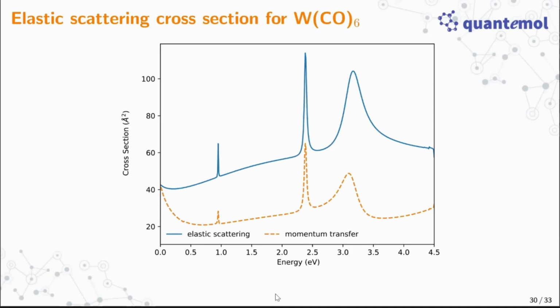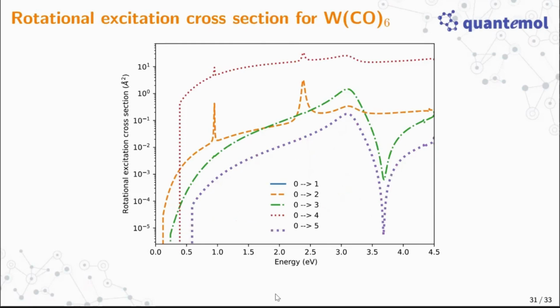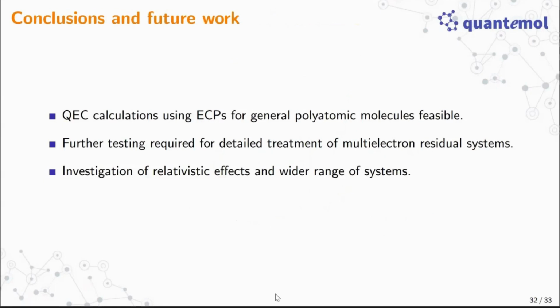And here are the preliminary cross sections I get out. Some resonance features occurring in the elastic scattering and momentum transfer cross sections, but nothing that particularly looks unphysical. This all looks reasonable for starters. Rotational excitation as well. Some deep minima there in the J equals 0 to 3 and J equals 0 to 5 cross sections, but the others look fairly typical. So these are preliminary cases that I've taken just to see how the code is performing.